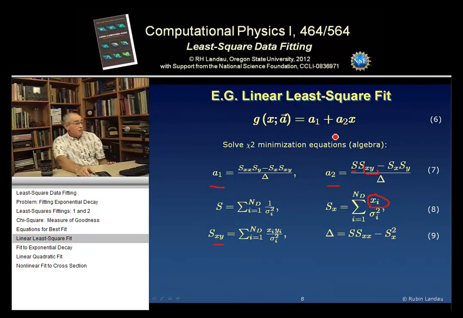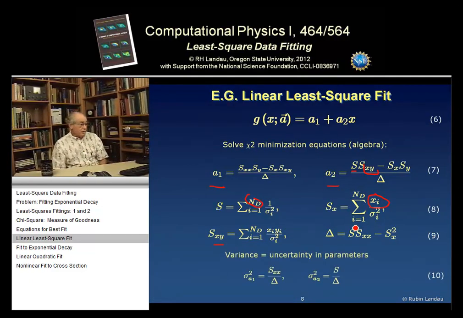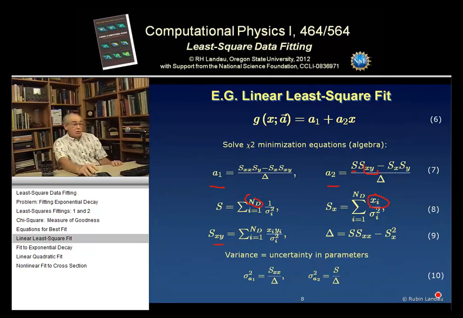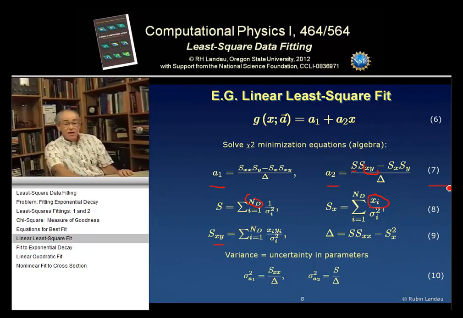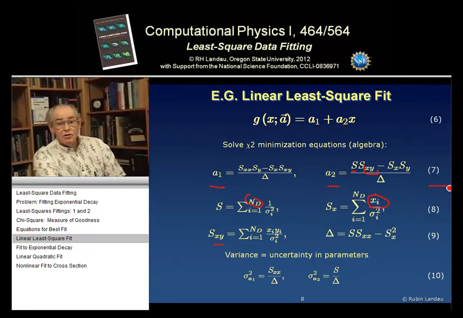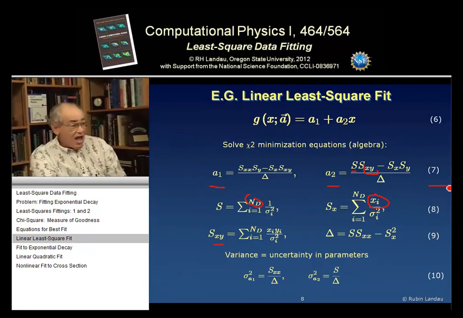But to repeat, we're fitting a straight line. You measure as many data points as you want. ND can be anything. You just do these sums. And then we get a curve. What else do we get? Well, from statistics, which is very handy, we get what's called the variance. So not only do we deduce in equation 7 here the values of A1 and A2, we can deduce at least some kind of a measure or a metric for how good these values are.